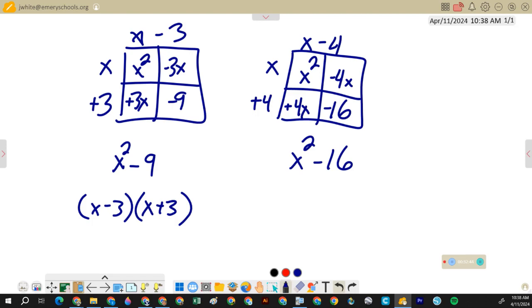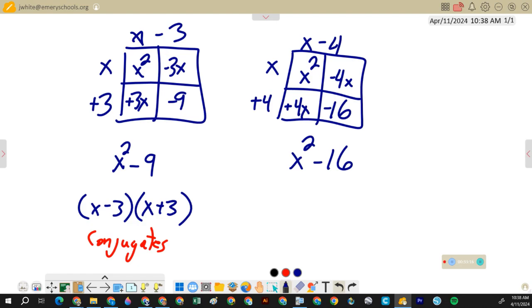So these factors are called conjugates. Conjugates are factors that are identical with one sign change. So anytime you have two factors that are exactly the same, but the sign in the middle is different, then you get conjugates. And conjugates are our friends. They make multiplying binomials super, super easy.